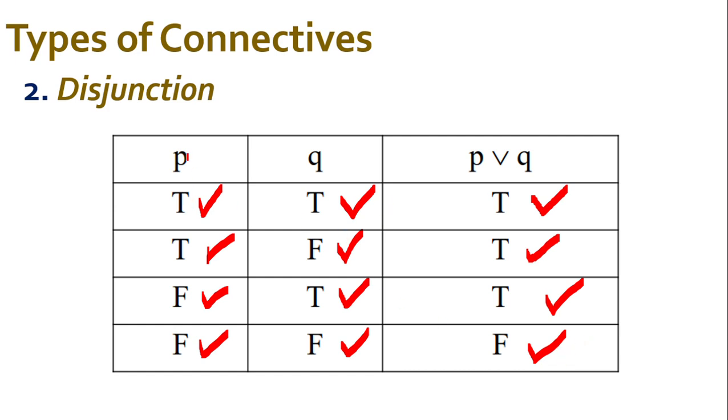Nakita nyo ha? Kanina doon sa conjunction, sa P and Q, once na nagkaroon ng false, false na agad. Dito sa disjunction, pag may true, makikita mo true pa rin, unlike pagka false talaga, false na. So yun yung difference ng dalawa. Tatandaan nyo yan, ha?